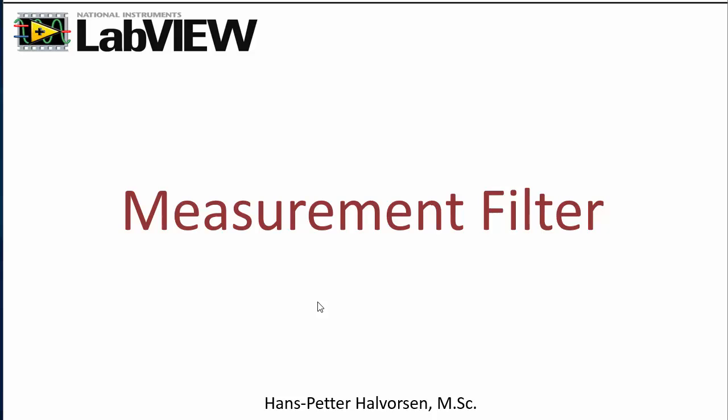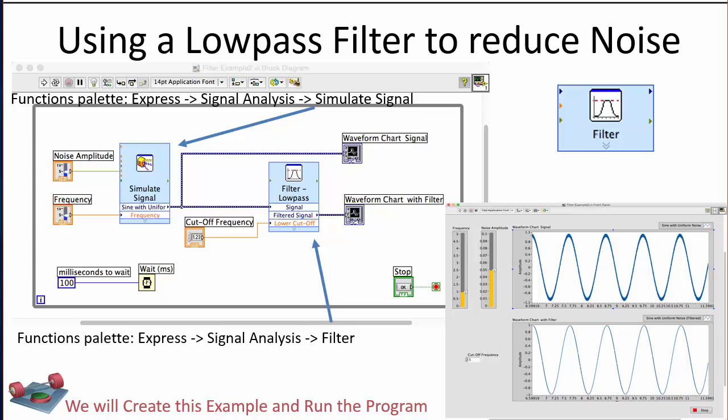Next, we will learn how to use a measurement filter in order to remove noise from the signals. Here in this example, I have used the low pass filter that is built into LabVIEW. We find the filter here in the function palette, express, signal analysis and filter. In addition, I just use this simulate signal in order to simulate a sine signal like this and add noise to it. And then in this chart we see that the filter has removed the noise from the signal.